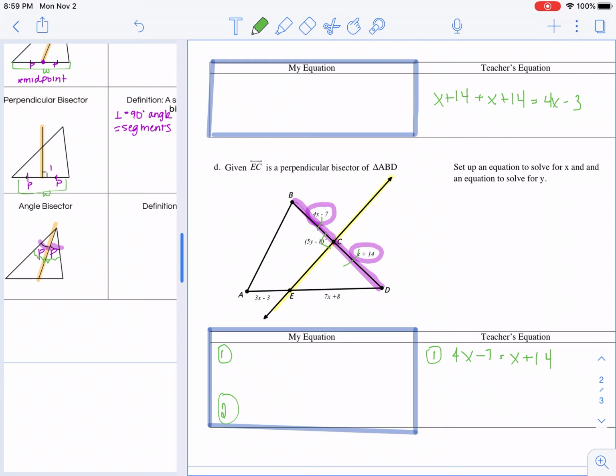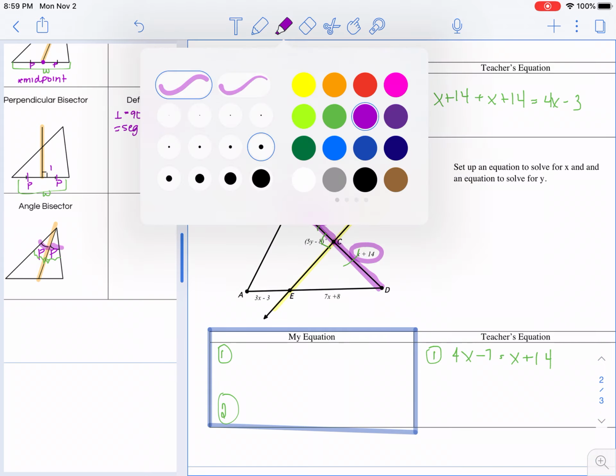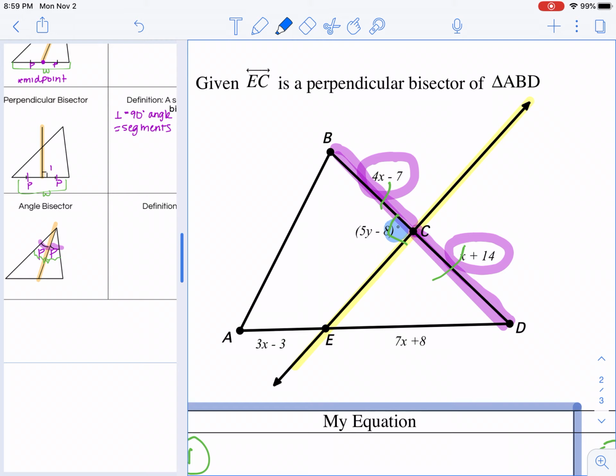So again, using this idea of perpendicular bisector, that's what it means to bisect. You use the bisector part. Now we have to use the perpendicular. So not only did it bisect that segment, but we said it was perpendicular to it as well. And that perpendicular, we're going to zoom in, is right here. That box tells me perpendicular, but remember that box also tells me 90 degrees. So if that box tells me 90 degrees, then that expression, 5y minus 8, is equal to 90. And so that's going to help me write my equation.